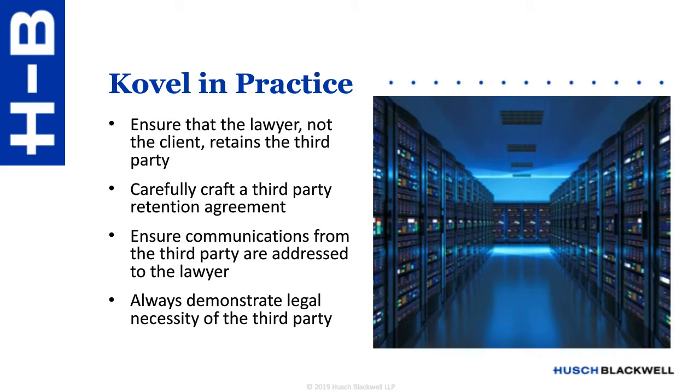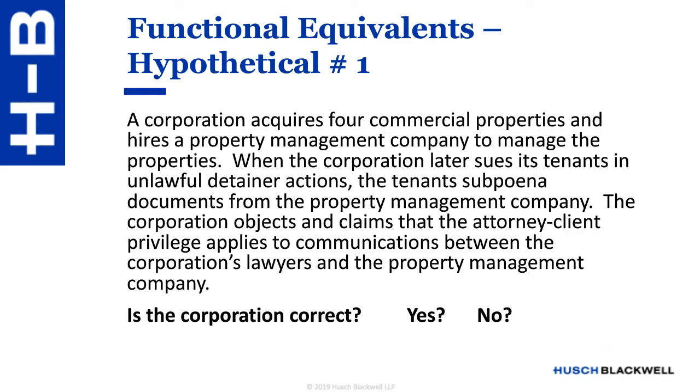Thanks, Kayla. So the next derivative privilege we're going to cover is related to the Kovel doctrine, and it's the functional equivalence privilege. As Kayla explained, the attorney-client privilege applies to communications between the client and the attorney or the client's agent, and disclosing the communication to a third party can destroy or waive the privilege. So that gives rise to the question, who's included within the definition of client or agent of the client? And the functional equivalence privilege provides an answer to that.